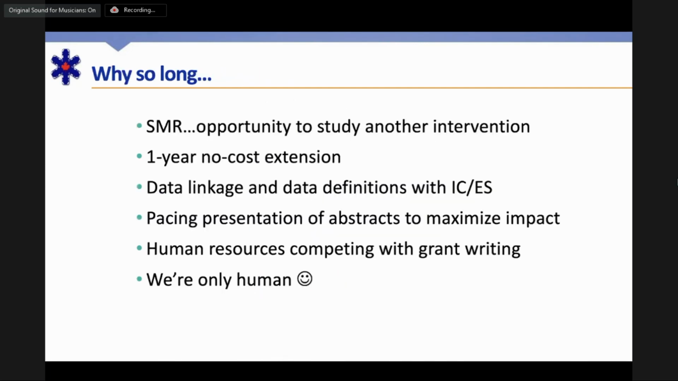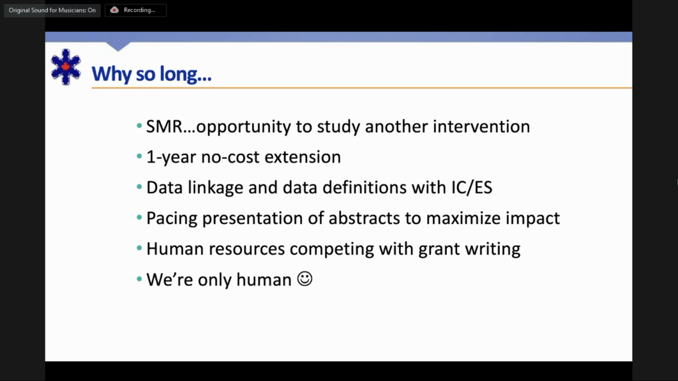Why has it taken us so long to implement all of this and to write it up? Well, the SMR is something that delayed a little bit the end of our study, but did create an opportunity to study yet another intervention. So we were grateful and successful at requesting a 1-year no-cost extension for the project. It would have been impossible to do this without the collaboration with ICES, although with data linkage to their admin databases, they're not updated many times a year, and to translate our outcomes into the list of variables available in ICES, that took a little bit more time than anticipated.